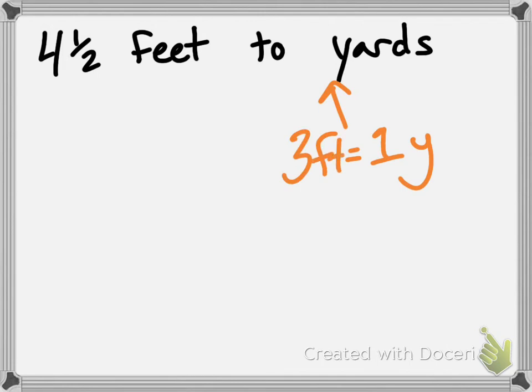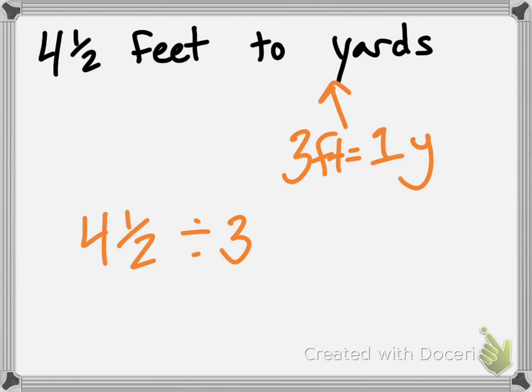Are we going from smaller to bigger or bigger to smaller? What do we think, Lior? Bigger to smaller. We are going from smaller to bigger. Feet are smaller than yards. So going from smaller to bigger, we're going to divide. 4.5 divided by 3.